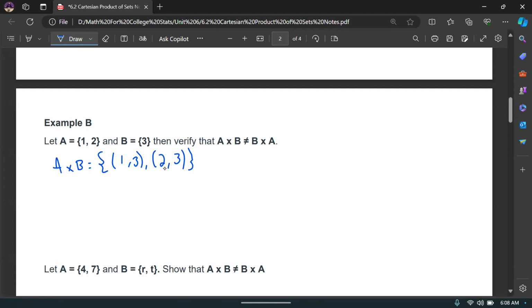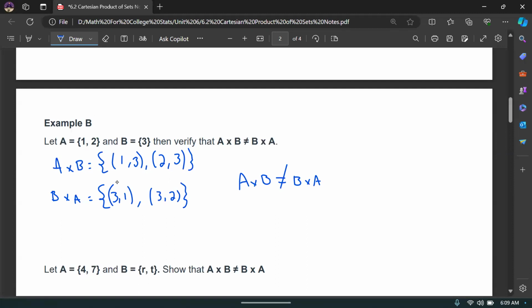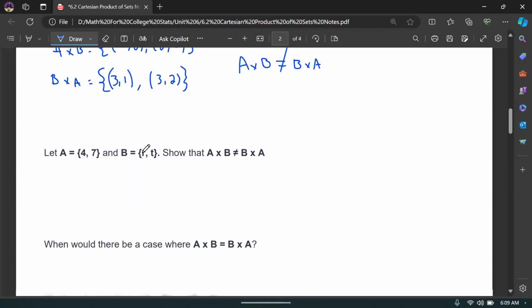Now, what if we reversed it, right? What if we did B times A? See, the order here matters. So B times A would be taking 3, pairing it with the 1. So 3 comma 1. And then 3 paired with the 2. 3 comma 2. And are these the same values we had in this one? No, they are not, right? So that's just proving, right, that A times B is not the same as B times A. They just create different sets.